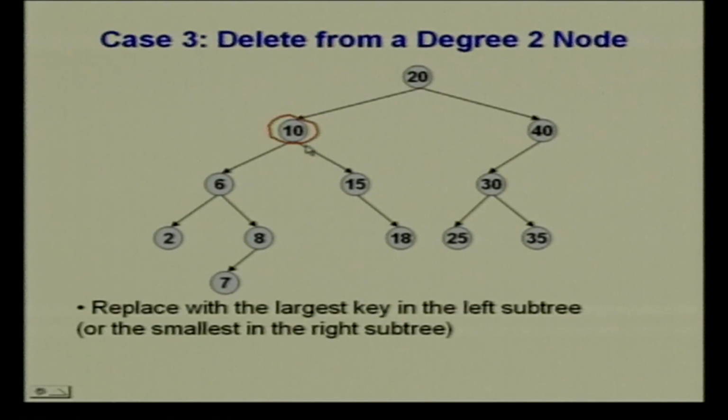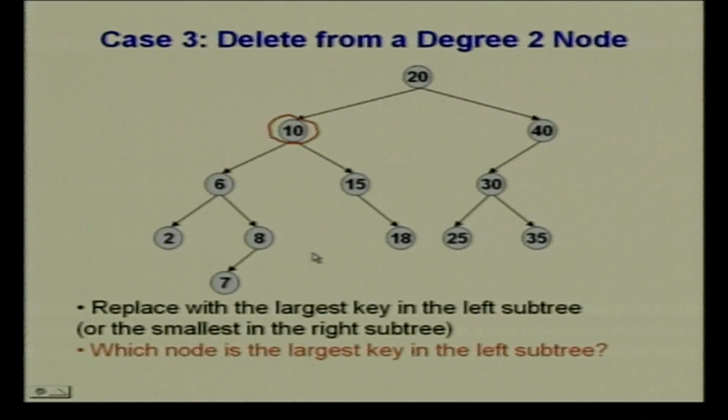What we have to do is replace 10 with the largest key in the left subtree, that is we want to find the in order predecessor. Now, the left subtree is this, the largest node in the left subtree is the in order predecessor, that is 8 is the in order predecessor of 10. So, 8 is the largest key in the left subtree. Now, you replace that there.